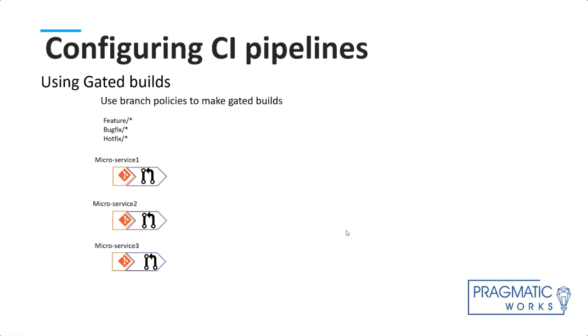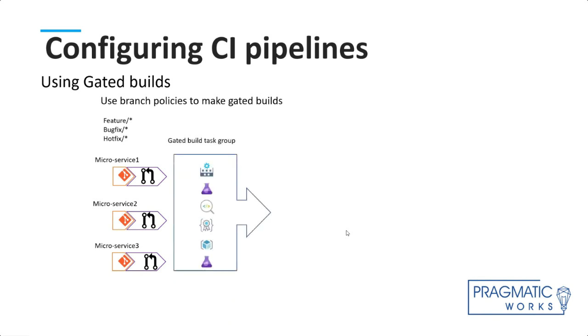So about gated builds, when we were talking about the feature branch and code integration checks, I mostly mean that we should use gated builds for that. For each microservice, we can set up a branch policy, which can map to, for example, feature, bug fix, or hotfix directory branches. So it can be triggered by a pull request and use the same gated build task group.